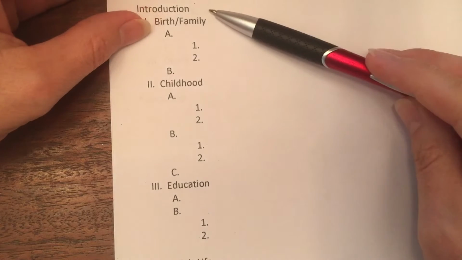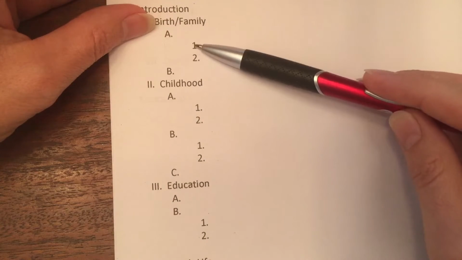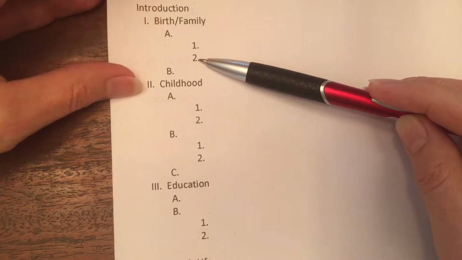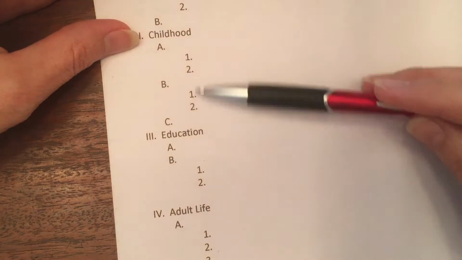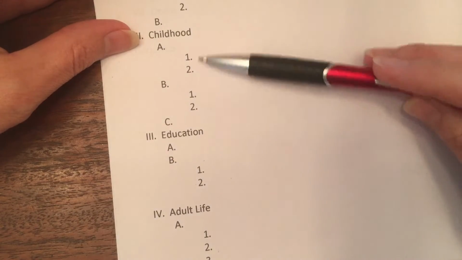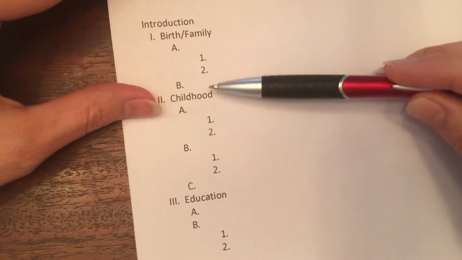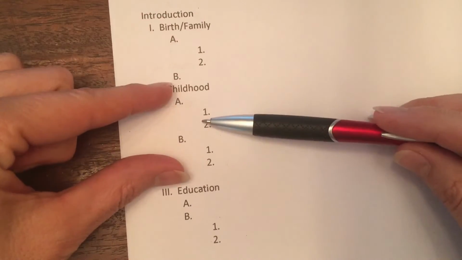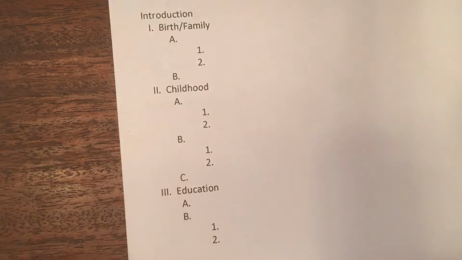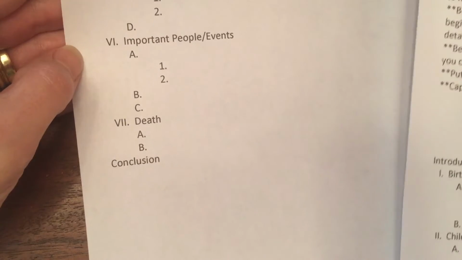Okay, now I just showed you some different ways that yours might be set up. Under birth and family, you might have subtopic A and subtopic B. Maybe you have a couple of details under one of the subtopics. Maybe under childhood you have subtopic A, B, and C. Maybe you have a few details that you want to note. Now remember that each of the main topics is saying this is going to be in a paragraph, this is going to be in a paragraph, this is a paragraph, this is a paragraph. Our main topics note what our paragraphs are about.